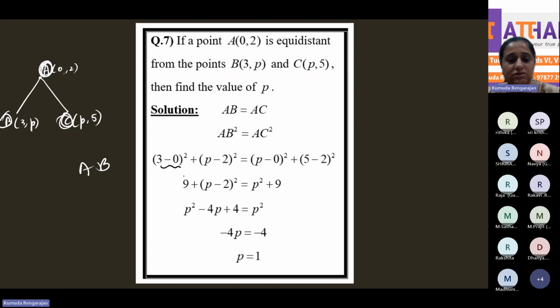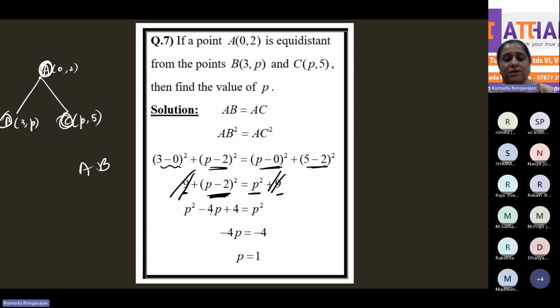Three minus 0 is 3. 3 square is 9. P minus 2 the whole square. You can expand it here. I've just written it as it is. You can also expand it here itself. P minus 0 the whole square is P square. And 5 minus 2 is 3. 3 square is 9. So 9 on either side gets cancelled.